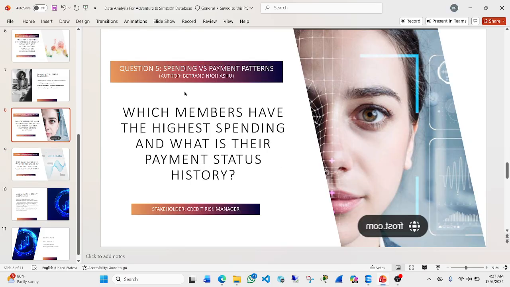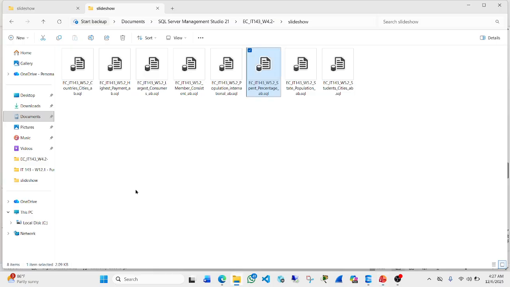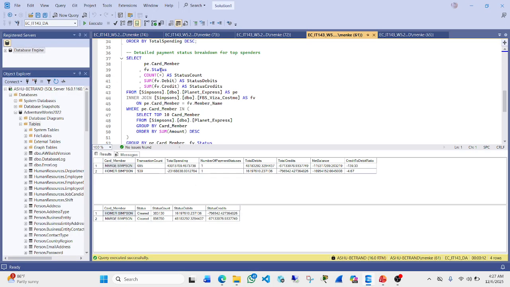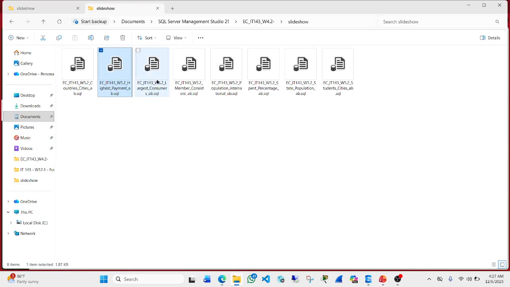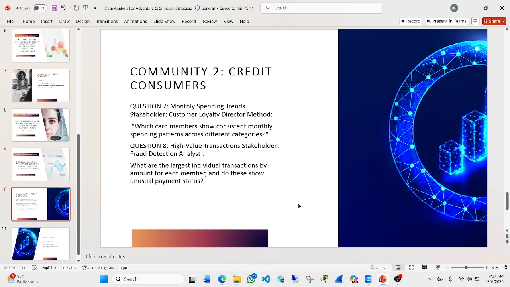Okay, now let's look at this. Which member has the highest spending? Now let's look at the member with the highest spending. Okay, we already did that. I think we just did that. Good. I think we are okay.